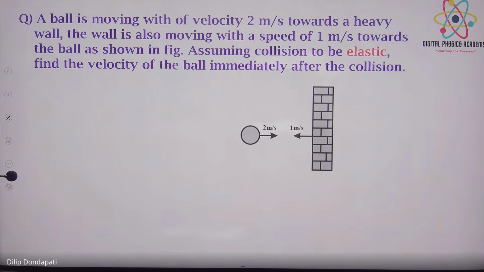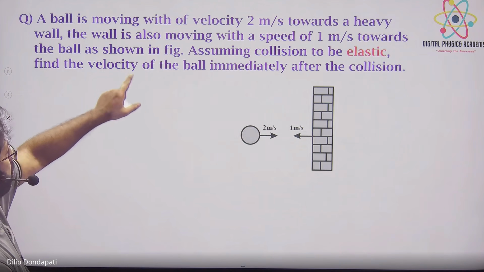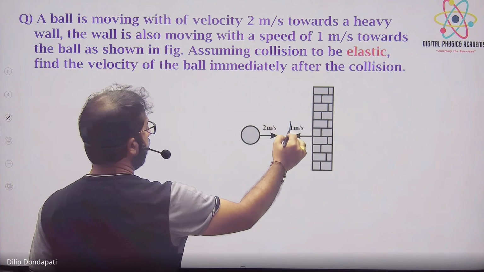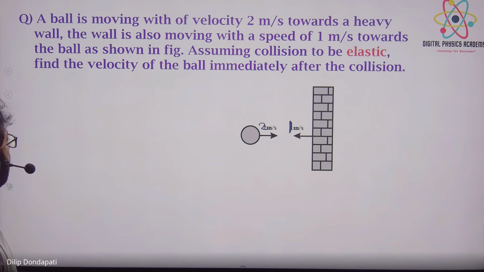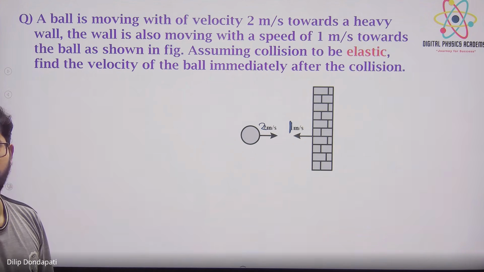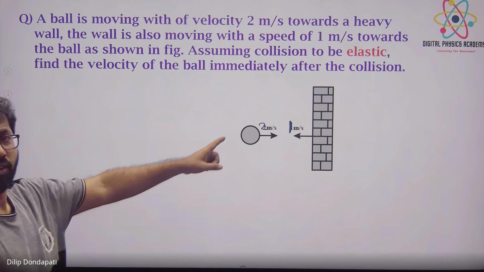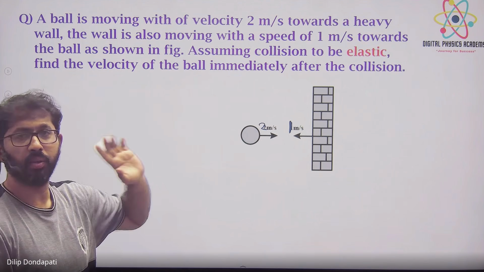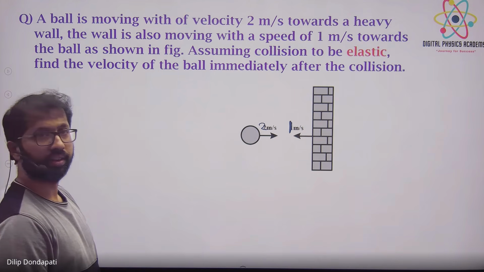A ball is moving with a velocity of 2 meters per second towards a heavy wall. The wall is moving towards it at 1 meter per second, and the ball is going at 2 meters per second, towards each other. Assume the collision is elastic. Find the velocity of the ball immediately after collision. This is a heavy wall, so when you hit the wall, its speed V2 will be the same only. Apply sign conventions and solve properly.